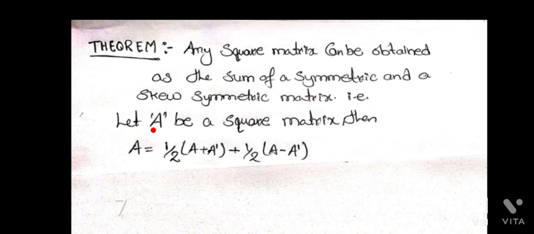So what does the theorem say? The theorem says that any square matrix can be obtained as the sum of a symmetric and a skew symmetric matrix. We can obtain it by the given formula. This formula says that A is equal to half of (A plus A dash) plus half of (A minus A dash). Then we get the sum of a symmetric and a skew symmetric matrix.